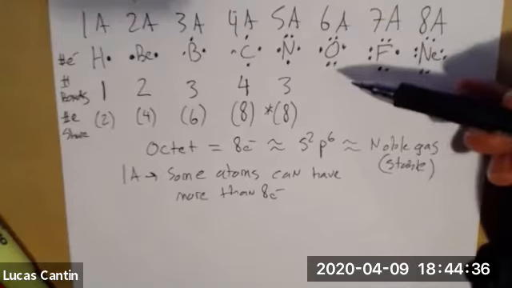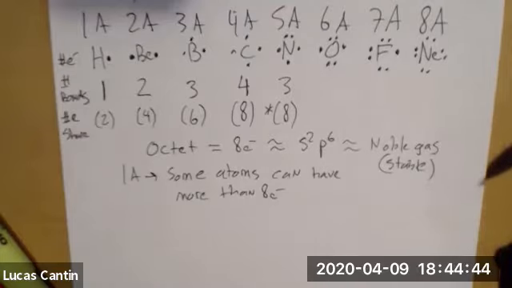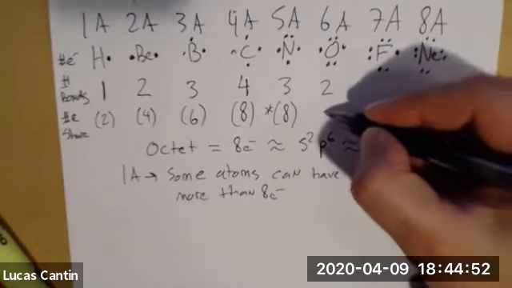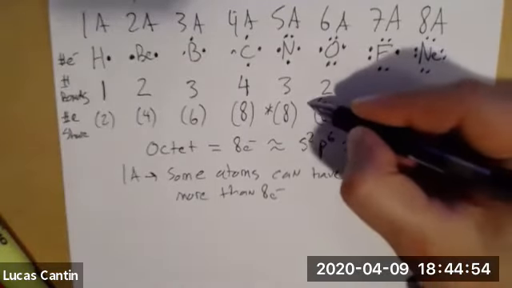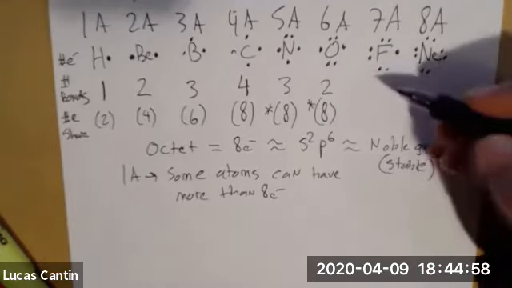6A. How many bonds does oxygen need to get 8? Following the same pattern. 2. 2, good. And it gets 8. So again, not oxygen, but atoms below oxygen like sulfur can have more.